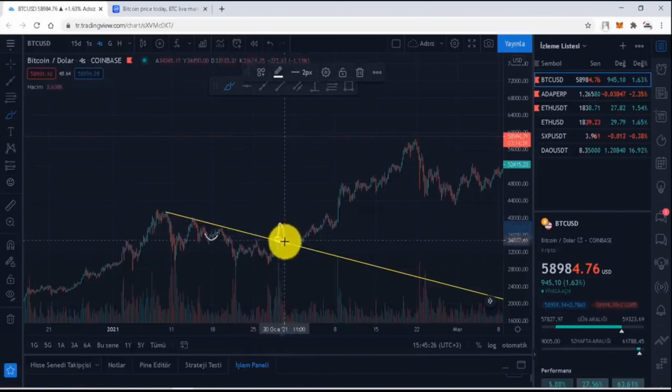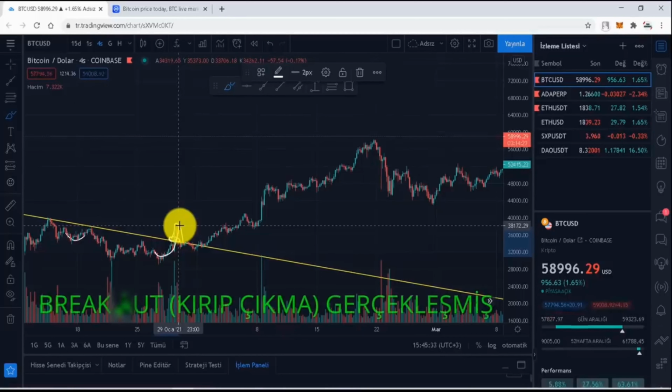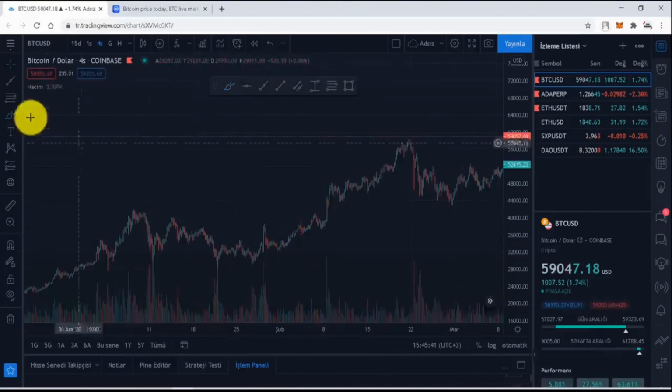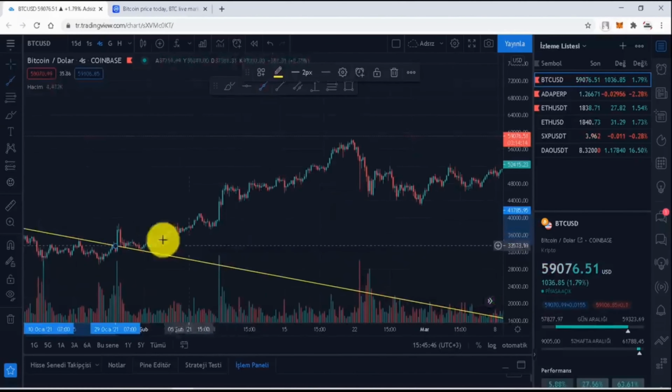Then, what we call a retest has occurred. In other words, a pullback. Here, there has been a broken breakout, meaning there has been an excessive rise. Here, after the trend was broken, purchases occurred and a pullback was experienced. In other words, a retracement. As you can see here, the retracement has taken place.